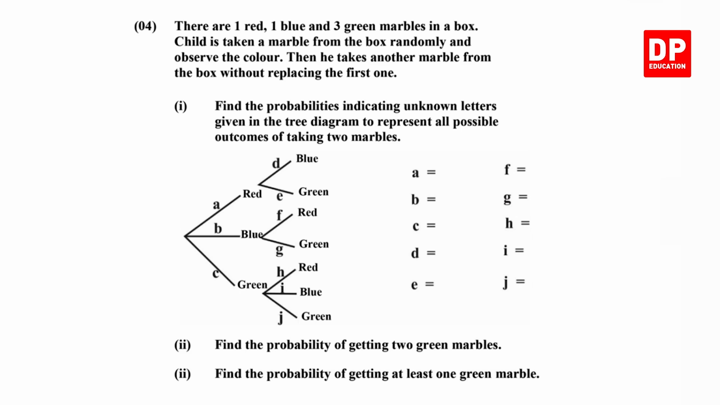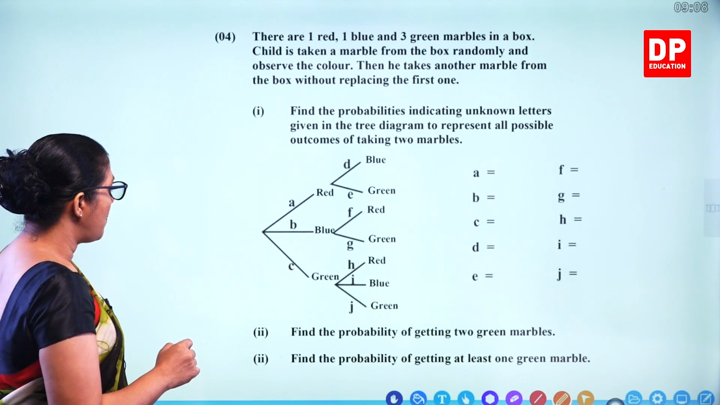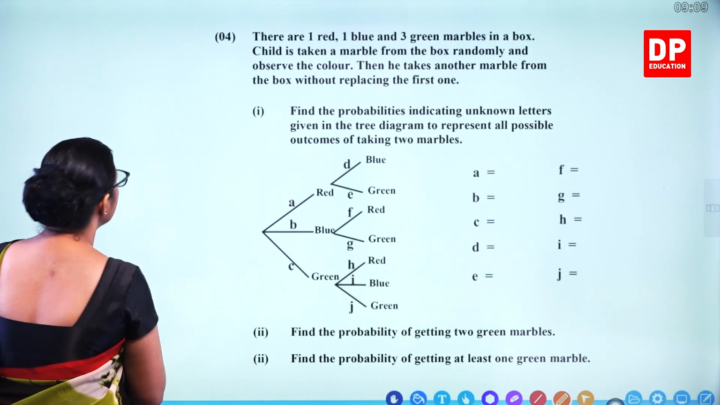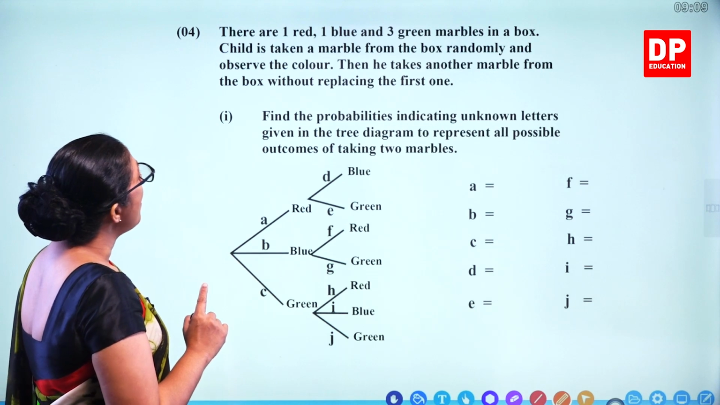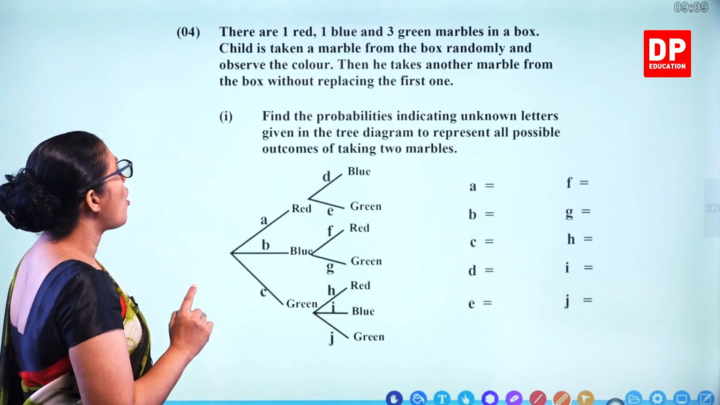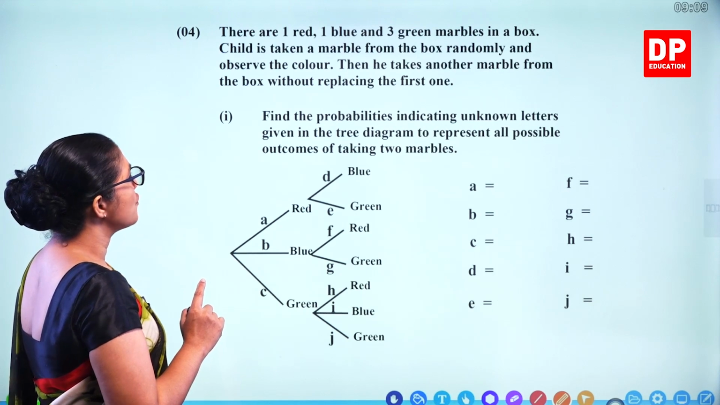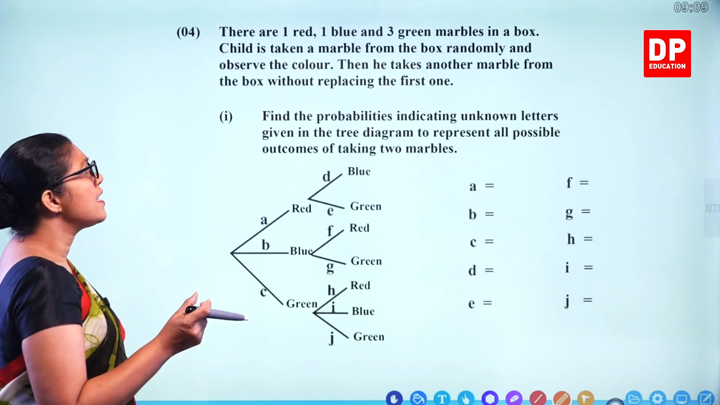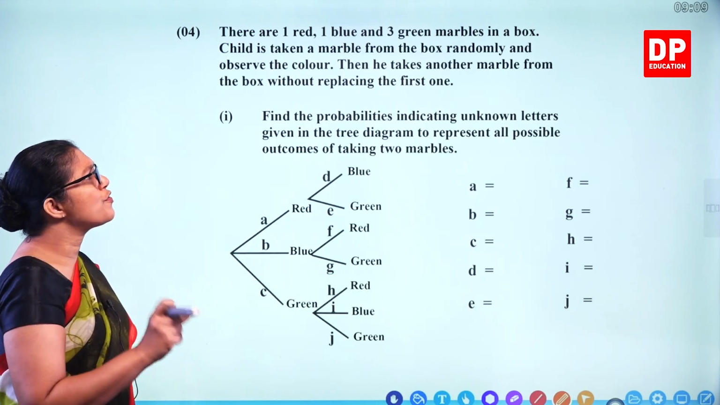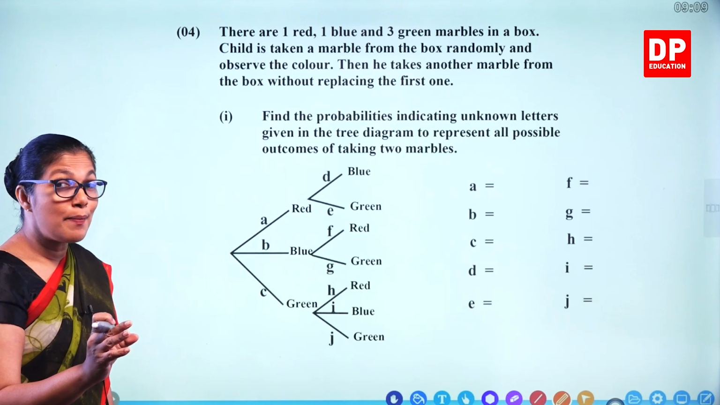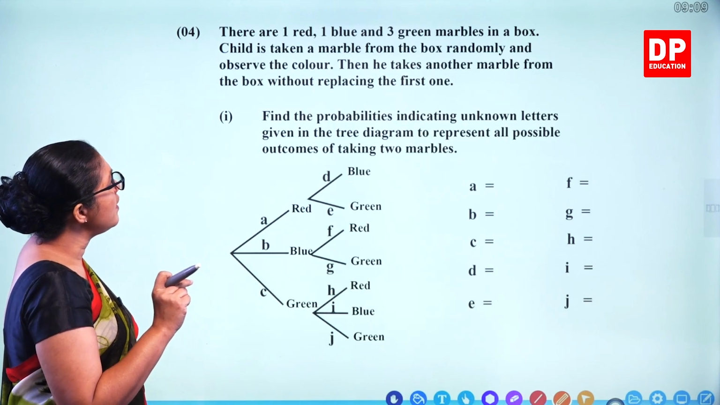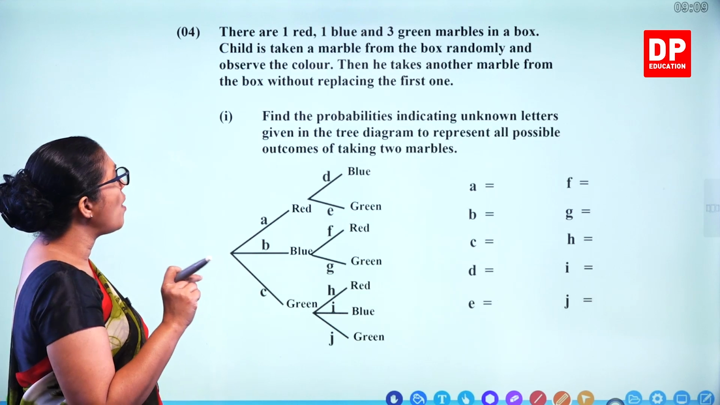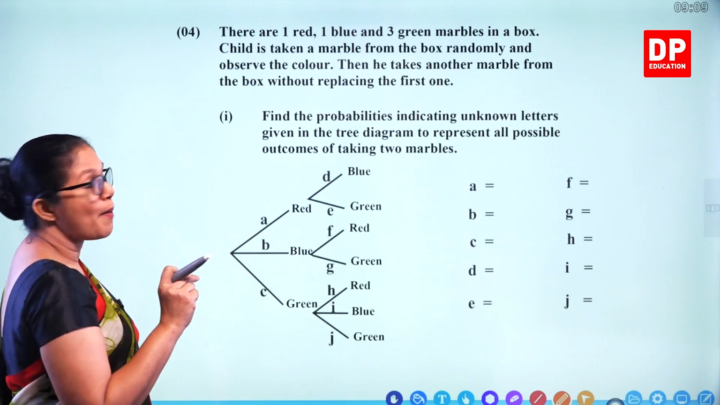Let's do question number 4. That's a probability question. So you get 3 parts here. This is the third one. There are 1 red, 1 blue and 3 green marbles in a box. A child takes a marble from the box randomly and observes the color. Then he takes another marble from the box without replacing the first one. So not replacing, so the probabilities are changing now. Find the probabilities indicating the unknown letters given in the tree diagram to represent all possible outcomes of taking 2 marbles.